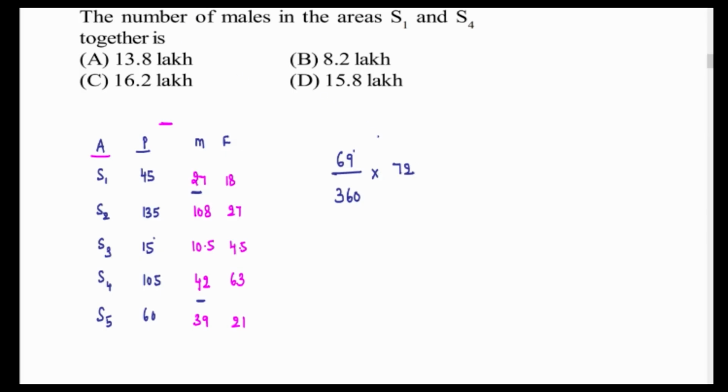I am taking total 72. So 36 twos are 72, 36 tens are 360. I can actually cancel it in the 72 table itself, but I want 10 here so that I can do it easily. 69 twos are 138. Therefore dividing by 10 gives me 13.8 lakh. So the answer is 13.8 lakh, option A.